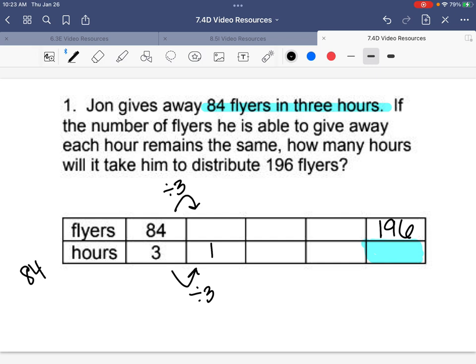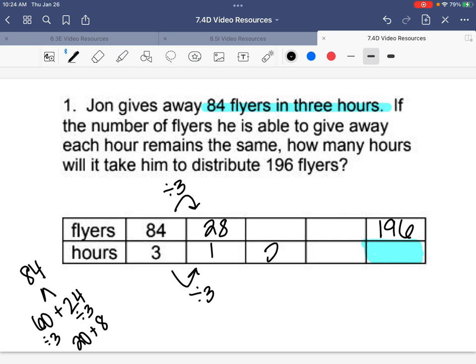so if we do some decomposition, I can say 84 decomposes into 60 plus an extra 24. And I know that 60 divided by 3 is 20. And 24 divided by 3 is 8. So 84 divided by 3 has to be 28. So I can use my partial division to help me find that. So if I know that in 1 hour, John can do 28 flyers, then I can just keep doubling up.